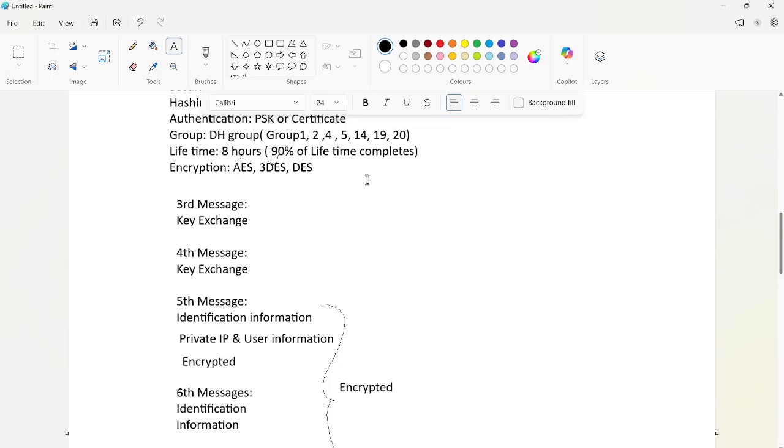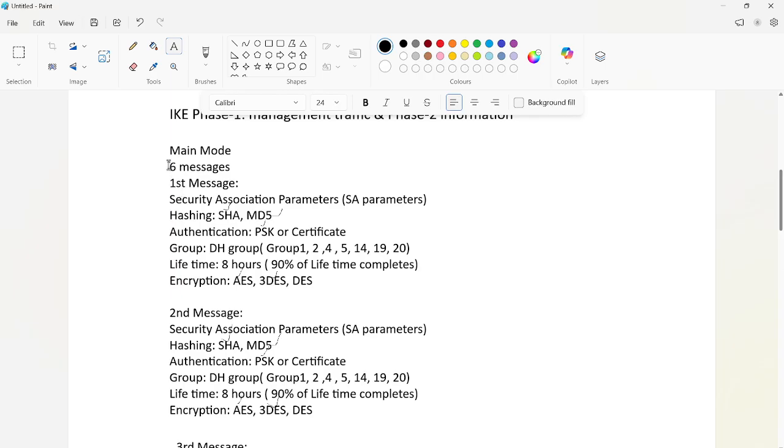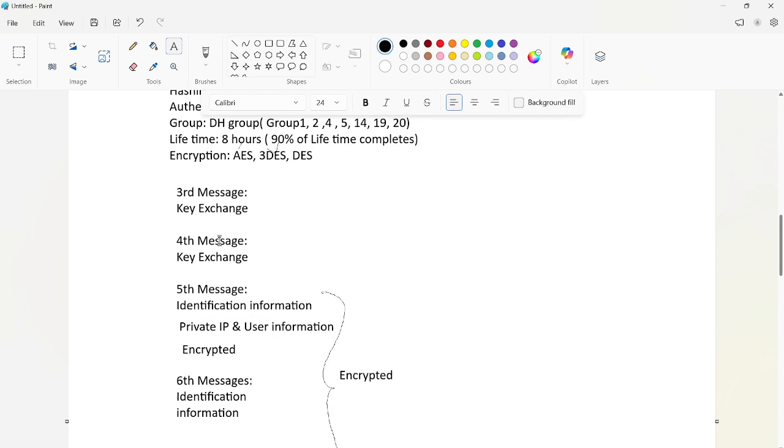So these are the six messages that we are going to exchange in the main mode. Tomorrow when we do the lab, I will take the packet capture and show you these six messages, and exactly what content is in each message.